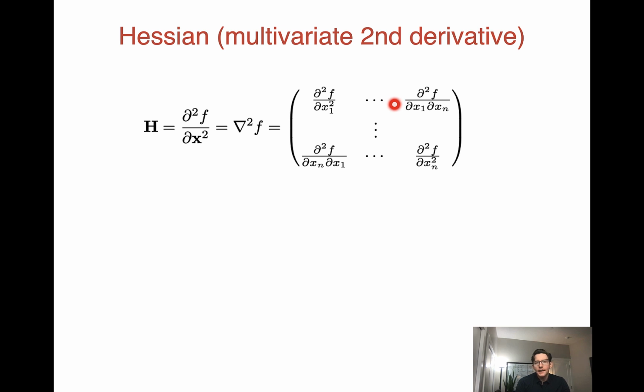A way to get that is just to first find the partial derivative with respect to x1, and then take the derivative with respect to xn. Turns out it doesn't matter if you switch the order. We're not going to prove that, but it turns out to be true. First take the derivative with respect to xn, then take the derivative with respect to x1. That's how you get your off-diagonal entries.